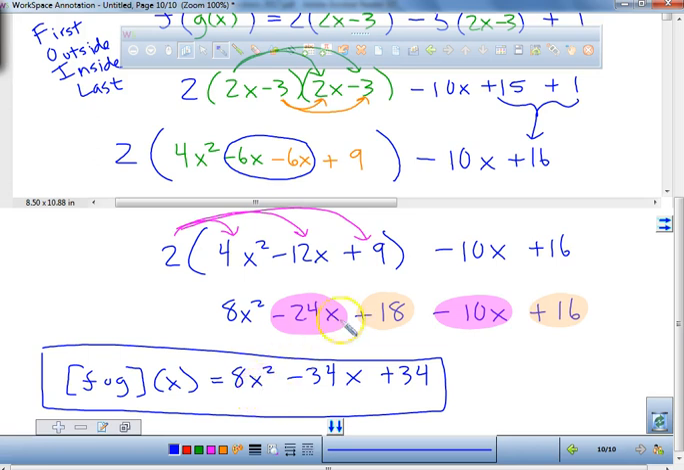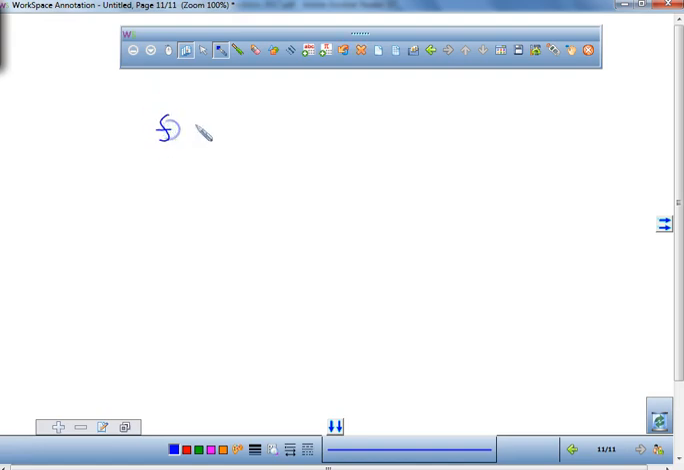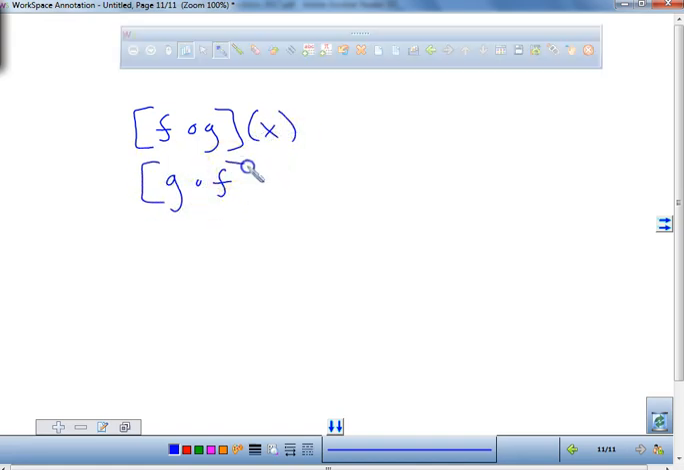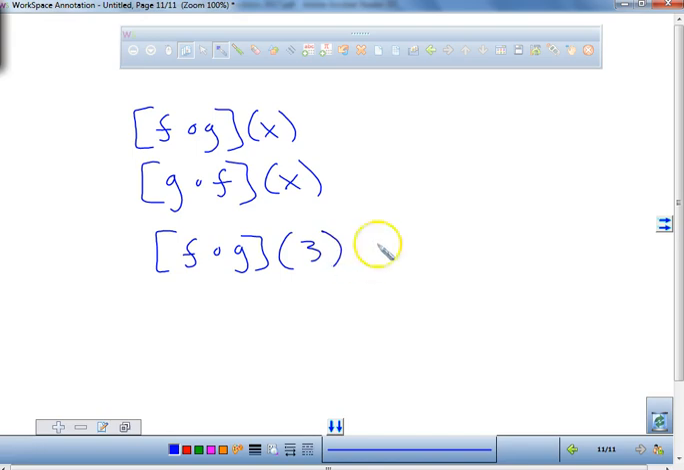So every single one of these, let me explain what you're going to need for all of your answers, okay? You're going to need F of G, not fog, F of G of X. You're going to need G of F of X. And finally, the last one that it asks you to evaluate is what is F of G when the number is 3. So these are the three answers you're going to have on problem number 5. Now we already know this one. This was 8x squared minus 34x plus 34. Now we're going to do G of F.